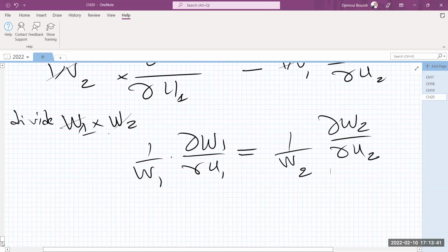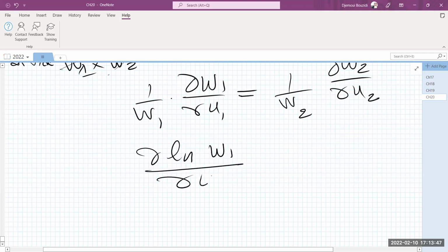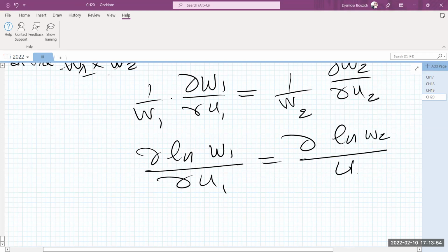This derivative is just the derivative of the natural log. This is the derivative of the ln of W1 with respect to U1. And this is the derivative of ln of W2 with respect to U2. That's all. Because when you take the derivative of the ln, you drop the 1 over W, and then you multiply by the derivative of what you have left. So this is the derivative of ln of W.